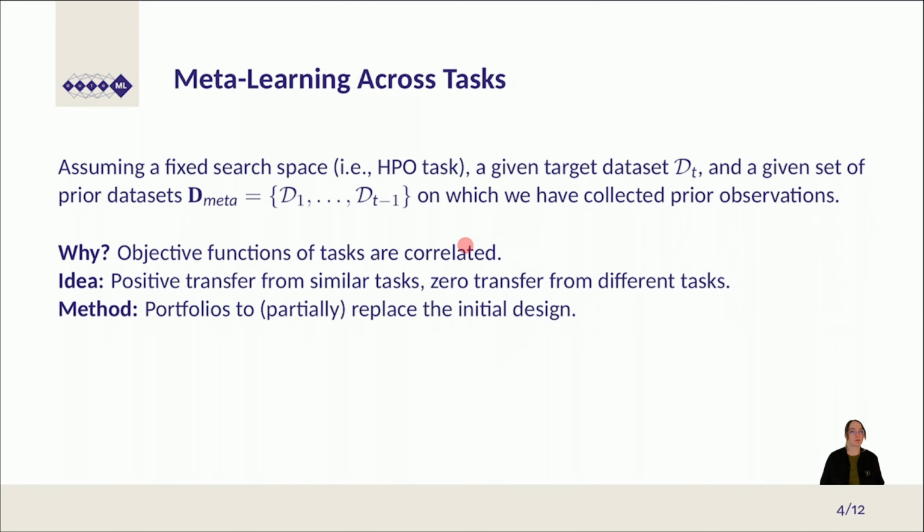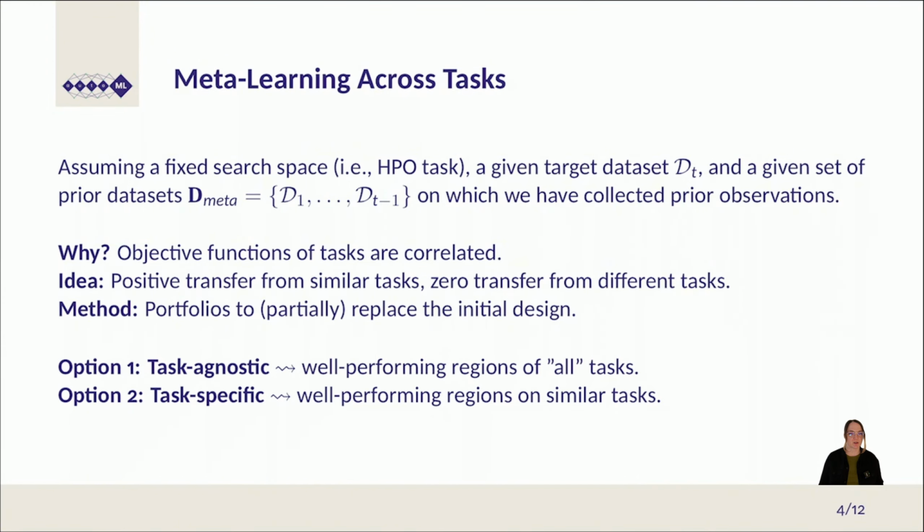Why do we think this is a good idea? Because we hope that the objective functions of the tasks are somehow correlated, which allows us to do positive transfer from similar tasks and ideally also zero transfer from different tasks. The method that we're going to use is portfolios. So we want to find a set of configurations that we can use to partially replace the initial design.